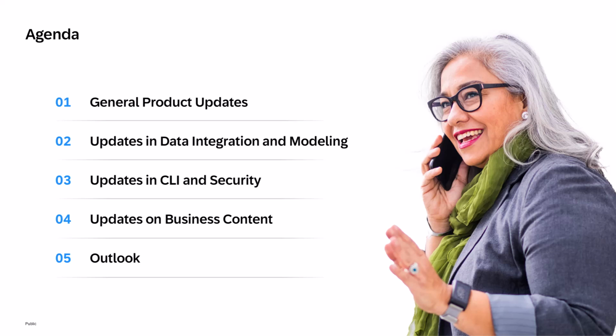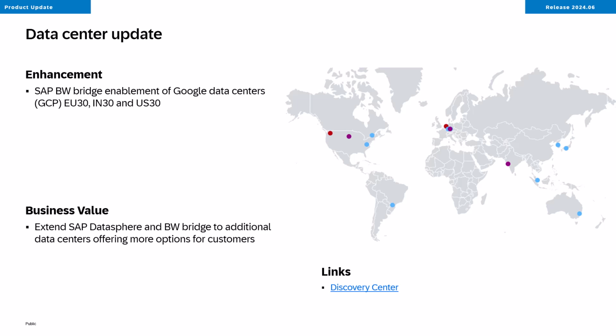So let's directly jump into the first section here with general product updates, and this time it is about updates on the data center area. For the Google data centers, EU30, IN30 and US30, we now enabled the BW Bridge component, so that optional component is now also available in these Google data centers, and therefore extending our coverage with Datasphere and the additional optional features here also across the Google landscape.